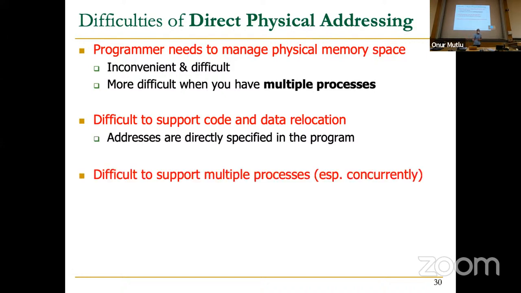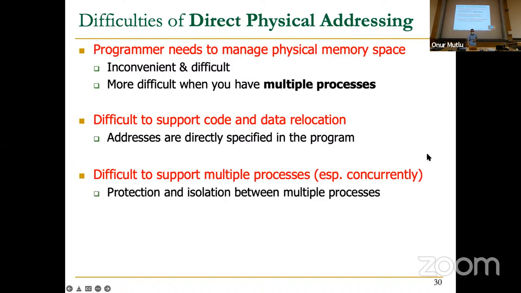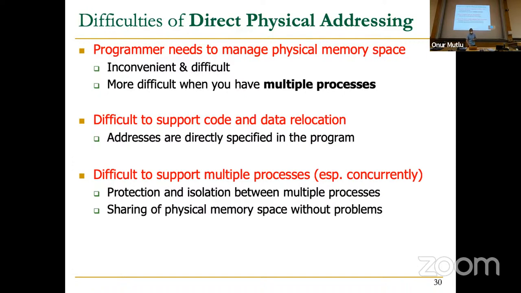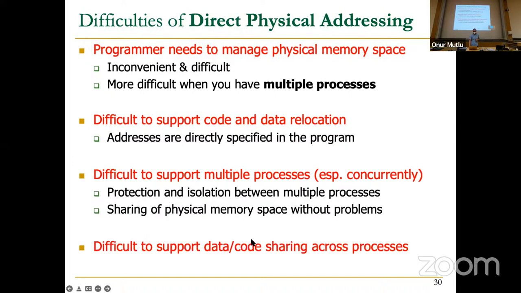It's difficult to support multiple processes, especially concurrently, because you need to provide some protection and isolation support for processes that are running together. If they happen to be, say, two different programmers: you wrote a program that's writing to physical address 10, and you wrote a program that's writing to physical address 10 also. They should not really write to the same physical address unless they're sharing that physical address, right? And usually they're not sharing that physical address because these are different programs. Basically, how do you share the physical memory space without problems?